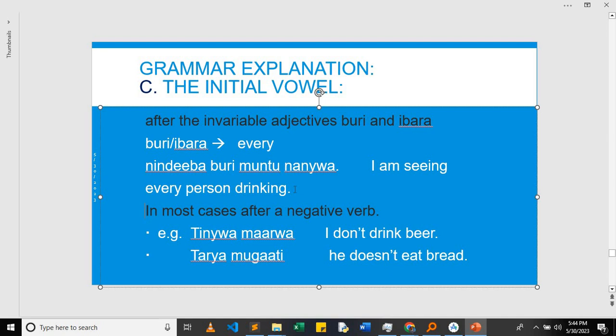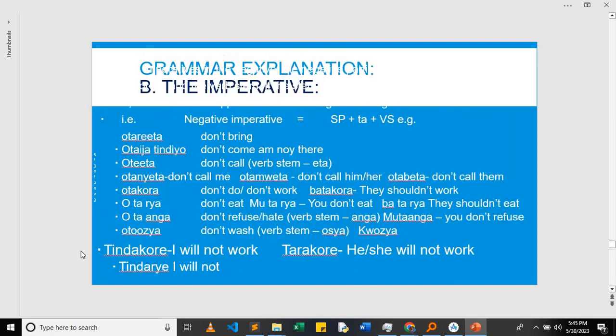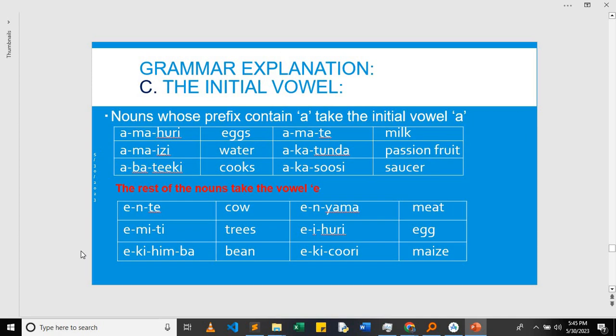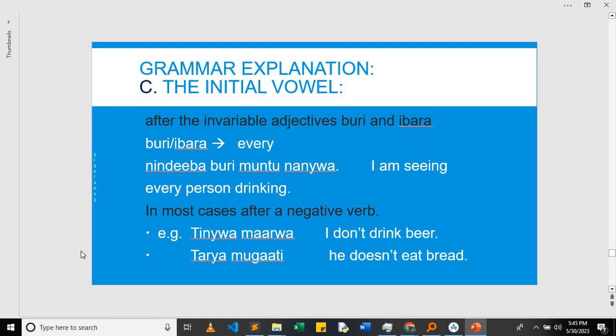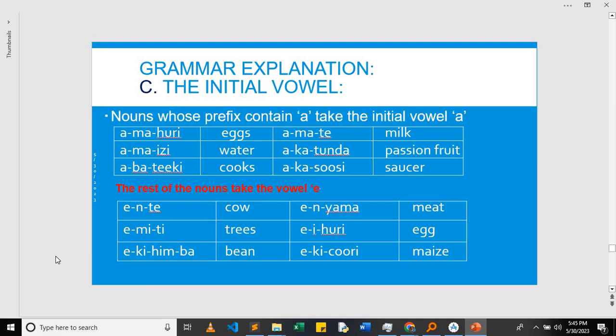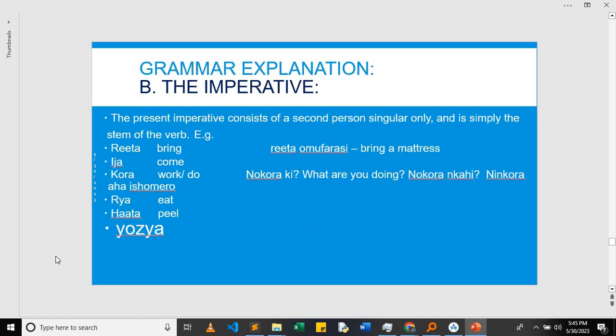Then in most cases after a negative verb. You see, I think I was saying about kunywa. If you want to say that I don't drink, Talia, he doesn't. Did we see something like ta? Yeah, that's where we were from. Like we see this word tarakore, but we put la. So Talia, then he doesn't eat bread.